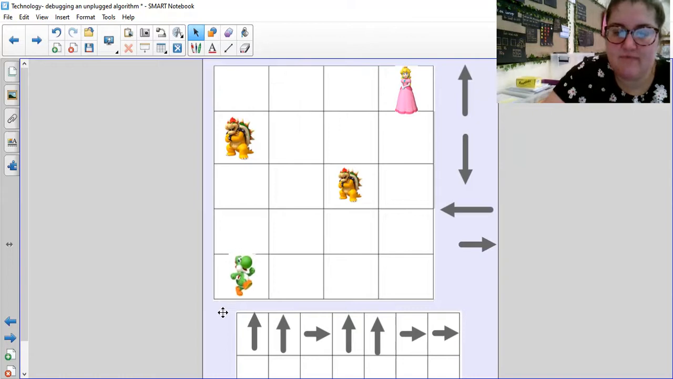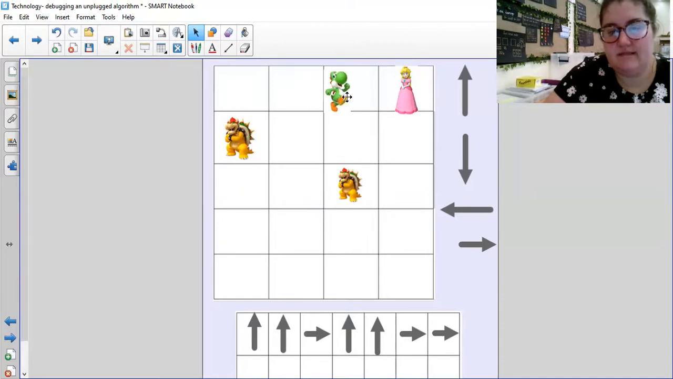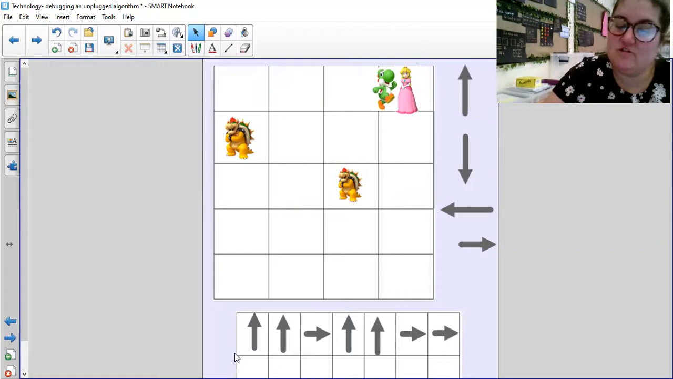So let's start from the beginning. Let's press play, okay? And I'm going to follow my algorithm. Up, up, right, up, up, right, right. And I've managed to get there. Okay, so it's quite a good way to read through your algorithm using that positional language of up, down, left, right, okay, because it helps you.